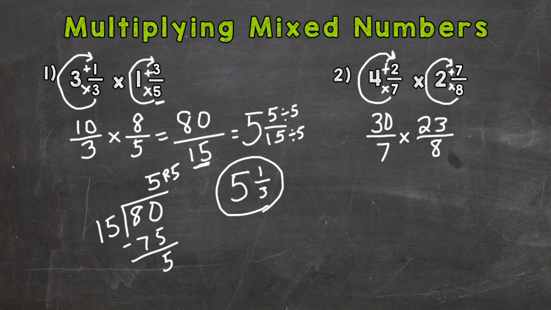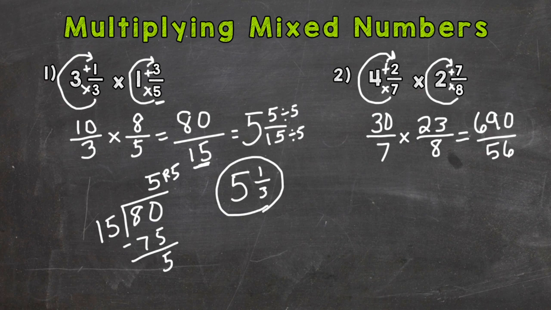Again, when you change the mixed numbers to improper fractions, you're not changing the value of the problem or the mixed numbers in the problem. We're just changing it to a different form. Now we can multiply straight across. So 30 times 23 is going to give us 690. And 7 times 8 is 56. So that's our answer in an improper fraction, but we need to get it back to a mixed number.